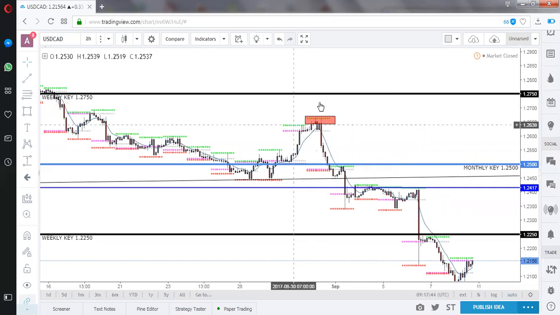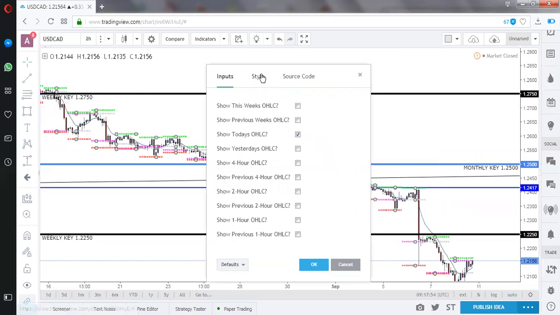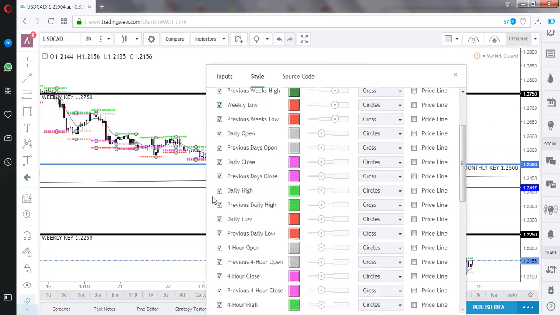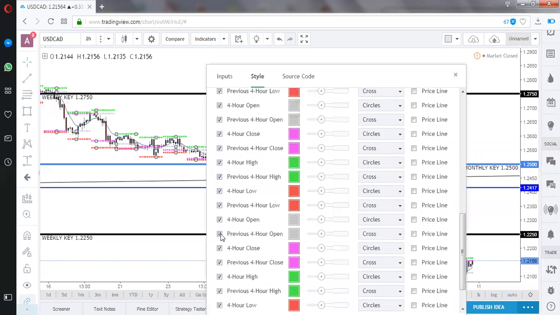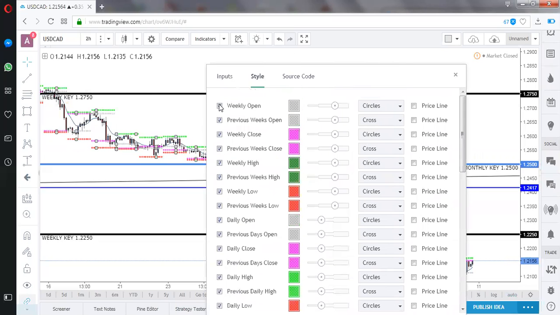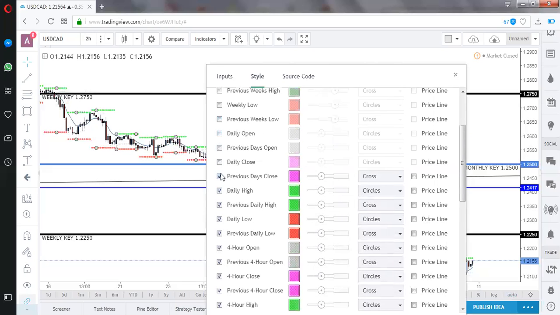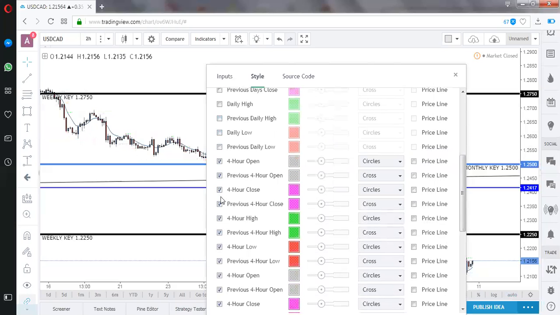So you click on formats, not this, formats, and you go to style. All these check boxes, you are going to uncheck every single one of them except the previous day's high and the previous day's low. So let's begin. Uncheck, uncheck, uncheck, uncheck. Let's just uncheck everything. Then I'll show you the ones you should check in your charts.